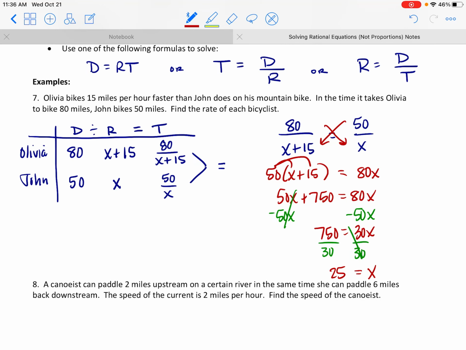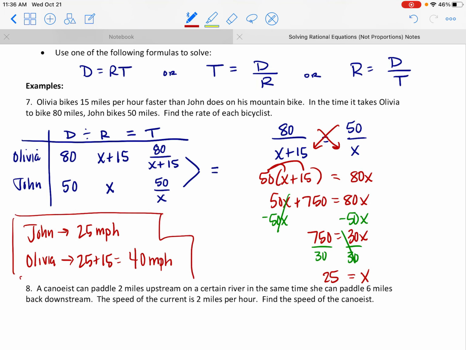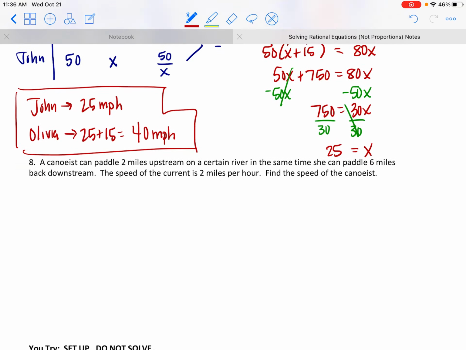X is going to equal 25. So x was John. So then we know that John was going 25 miles per hour. John's going 25 miles per hour on his bike. That's pretty fast on a bike. And then Olivia is going at a ridiculous speed, 15 miles per hour faster. 25 plus 15 means she's going 40 miles per hour on a bike. She's flying. I don't even know if that's possible. Yeah, but we're going to go with it since this is a hypothetical, okay? So there it is. Let's try another.